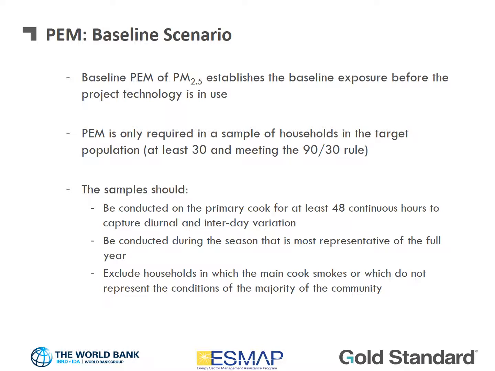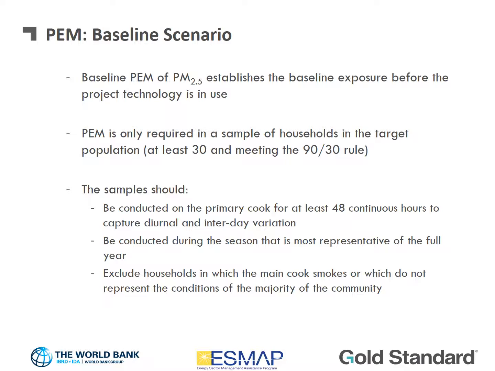The exposure measurements are required in at least 30 households at a minimum in the target population, so wherever the project stove is being disseminated. And the measurements of PEM in the baseline scenario must meet the 90-30 rule. The samples should be conducted on the primary cook for 48 continuous hours. They should be conducted in the season that's most representative of the full year.